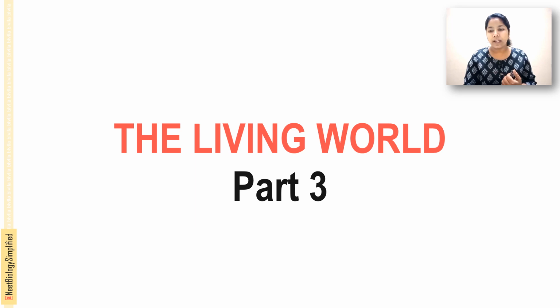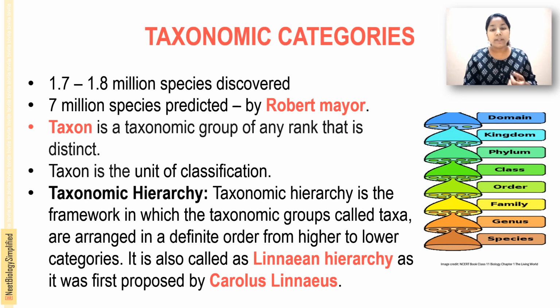In this part I have included the taxonomic categories. As we know, our earth is a habitat of millions of living organisms like animals, plants, microorganisms and fungi. We studied that there are about 1.7 to 1.8 million species known to us, that is, discovered or identified by our scientists. And Robert May predicted that there are about 7 million species present on our planet.